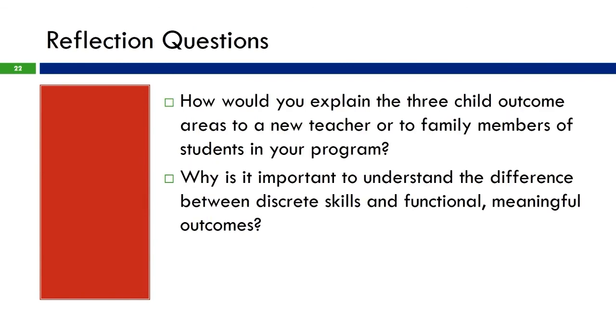Based on the information provided in this module, answer these reflection questions with a partner, a small group, or if you're viewing this individually, take some notes on your thoughts. How would you explain the 3 outcome areas to a new teacher or to family members of students in your program? Why is it important to know the difference of discrete skills and functional meaningful outcomes?